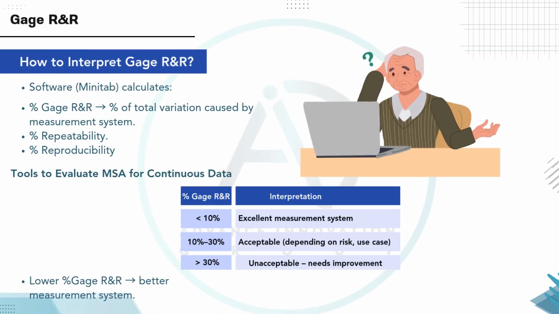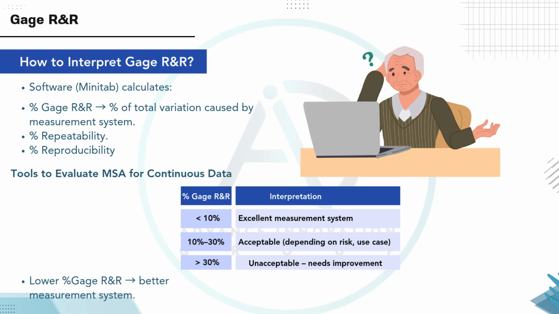Let's now understand how to interpret the results of a Gage R&R study. When we run a Gage R&R analysis using software like Minitab, we get three key outputs. 1. Percent Gage R&R. This tells us the percentage of total variation that comes from the measurement system itself. 2. Percent repeatability. Variation when the same person measures the same part multiple times. 3. Percent reproducibility. Variation when different people measure the same part. We use these results to evaluate how reliable our measurement system is.